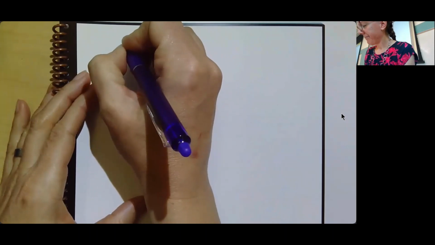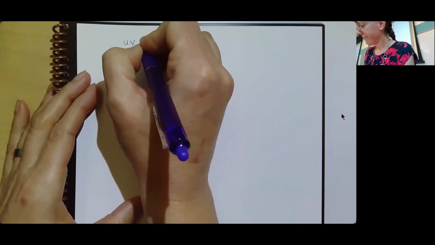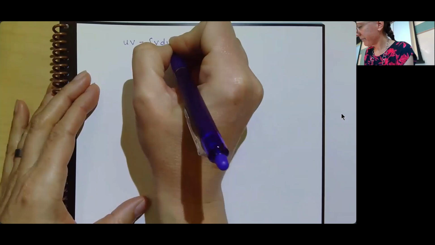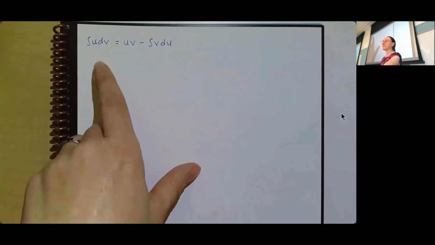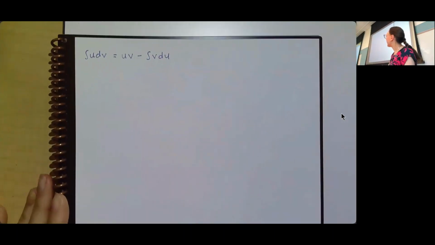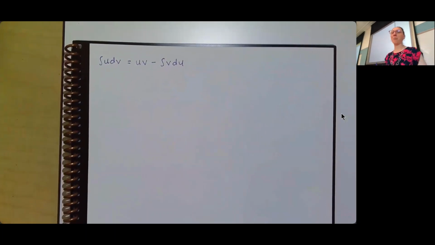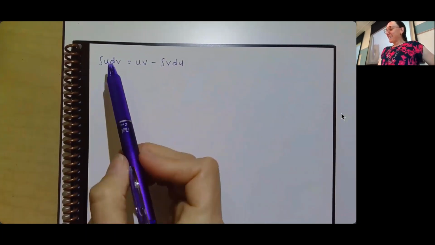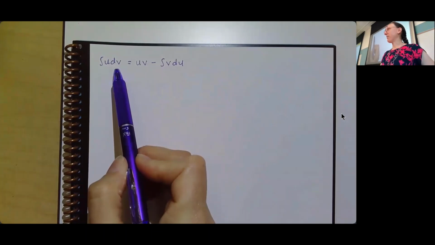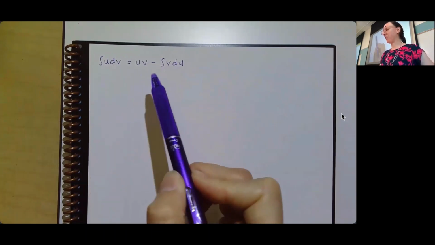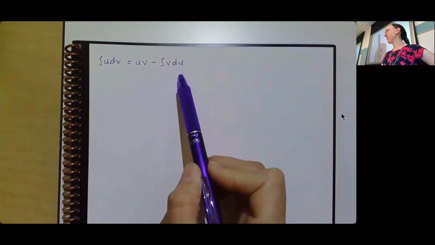That integration by parts formula says we get to take some integral that we don't know how to work with and swap it out for something that we hope is better.